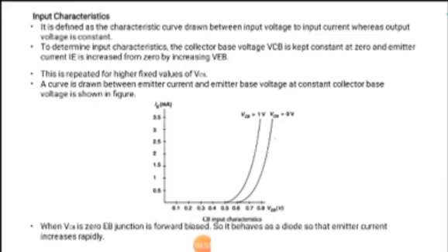And when it comes to the input side, the graph determines the relation between the input voltage and the input current, where the output voltage we are keeping constant. To determine this input characteristics, the collector base voltage is kept constant at 0 and emitter current is increased from 0. For each variation of VCB, you can find out the values. The curve which is obtained here is at constant collector base voltage, and when there is a 0 emitter base junction, this behaves as a diode so that the emitter current increases rapidly.